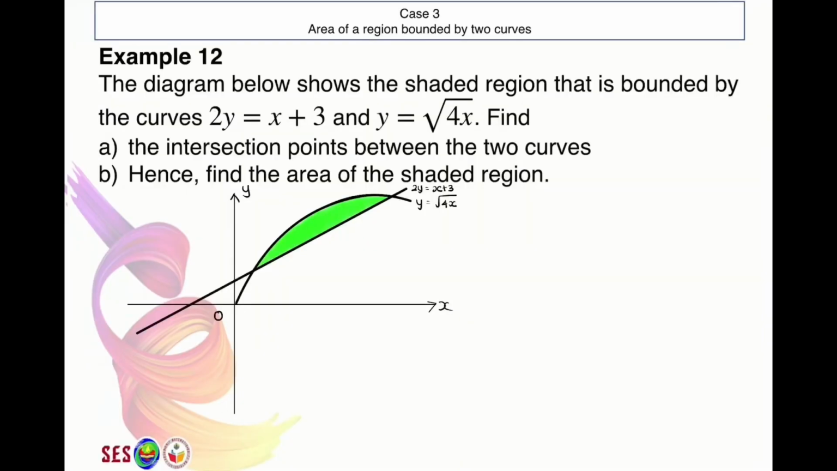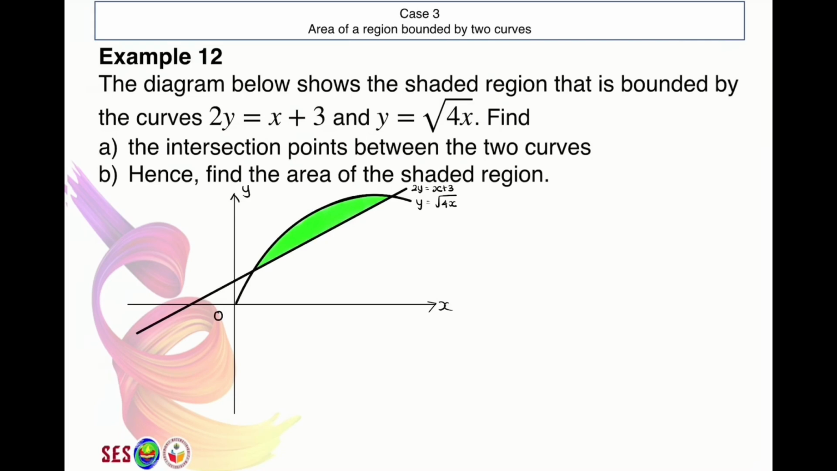So now we're going to take a look at example number 12. In this question, the diagram shows the shaded region, which is bounded by the curve 2y equals x plus 3 and also y equals square root 4x. The question asks us to find the intersection points between the two curves and find the area of the shaded region. So first of all, we need to find the intersection points.